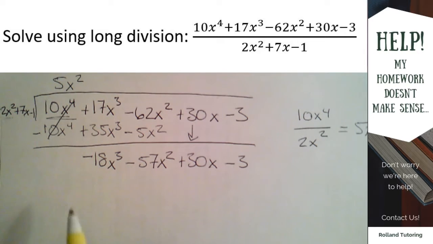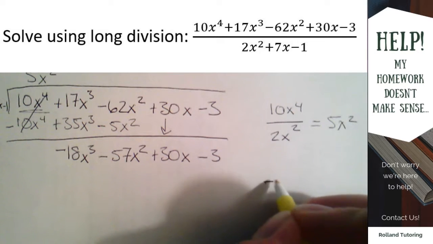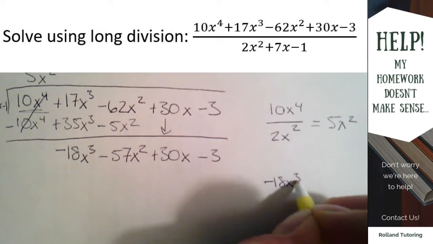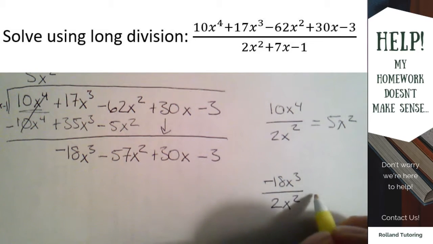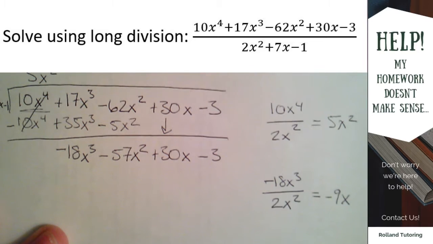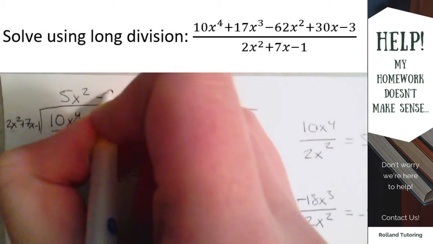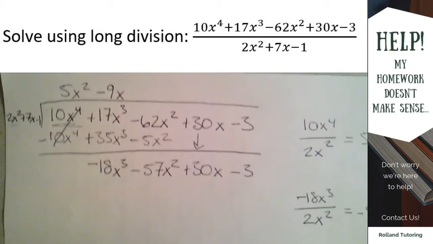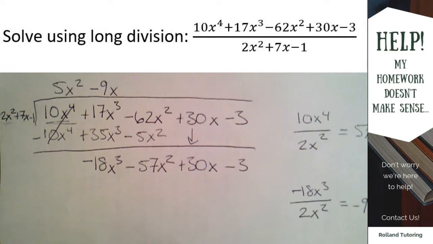So our next step will actually be to divide this 18x cubed by our 2x squared. So we'll go off to the side again and say negative 18x cubed divided by 2x squared will give me negative 9x. So we can put that in our answer as well up here of negative 9x. And we will multiply that by each one of our terms again.